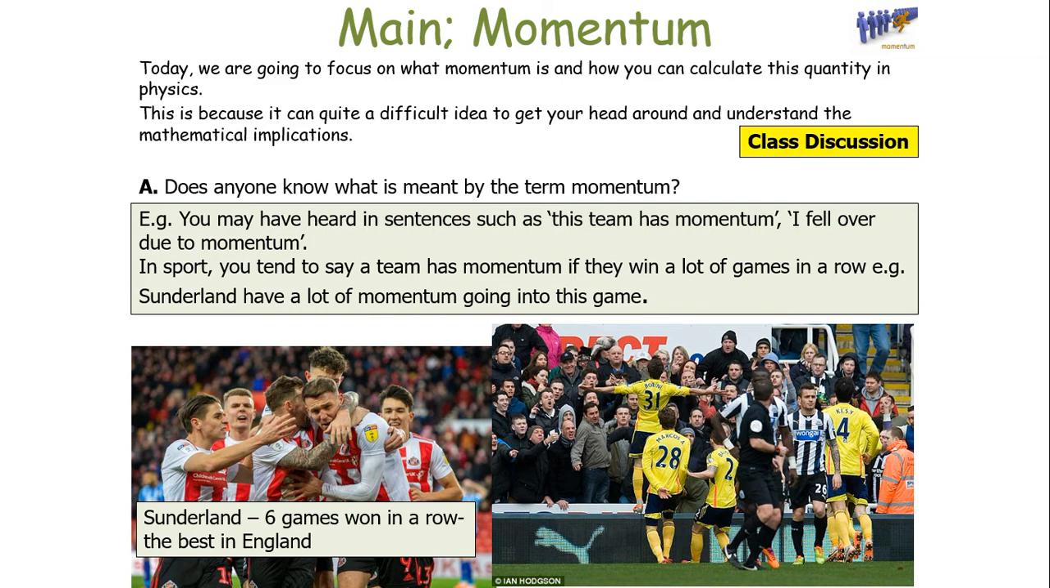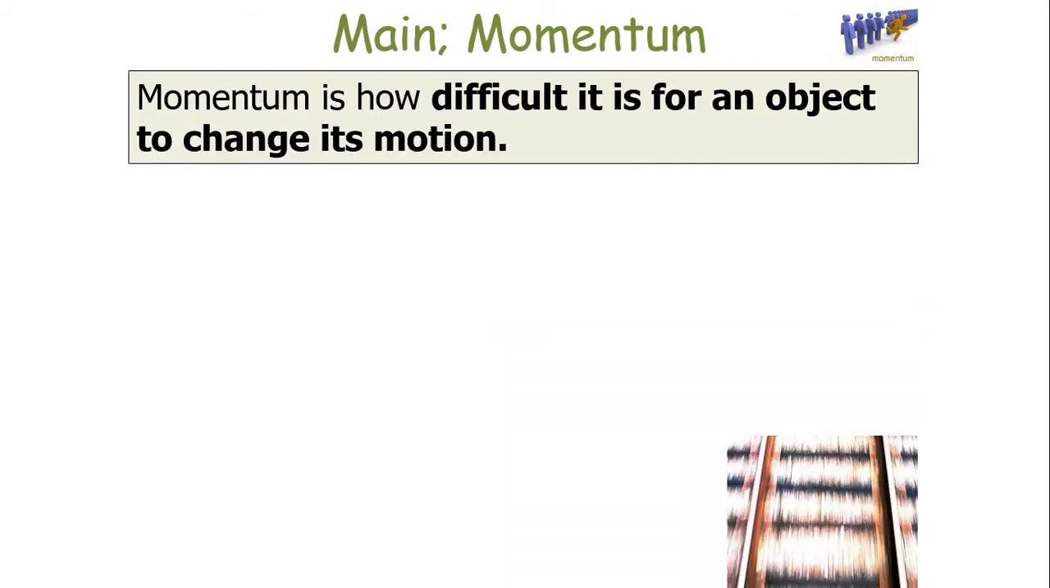Now, what do we mean by the word momentum? So you might have heard in sentences that, for example, in sport, this team has momentum. I fell over due to my momentum. Now in sport, you tend to say a team has momentum if they win a lot of games in a row. So for example, if Sunderland won 6 games in a row, they would have a lot of momentum going into a football game.